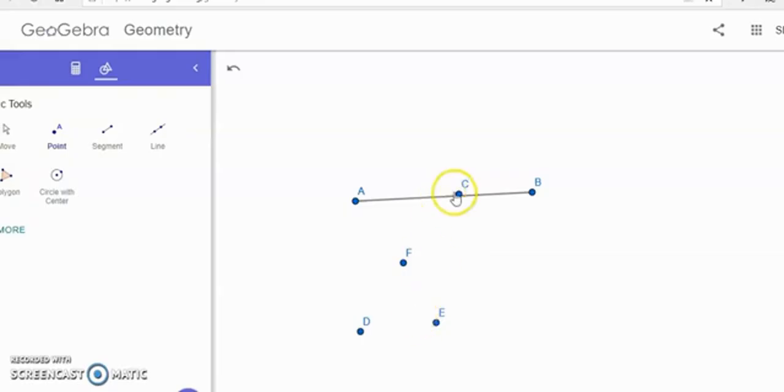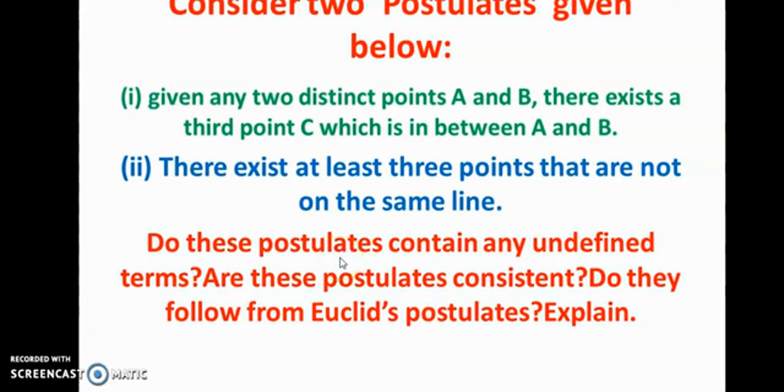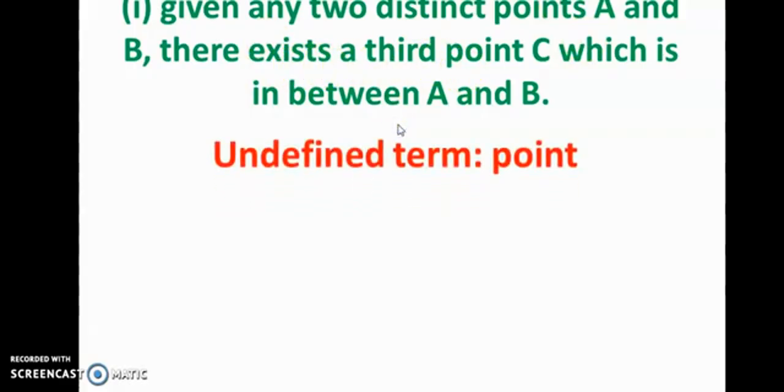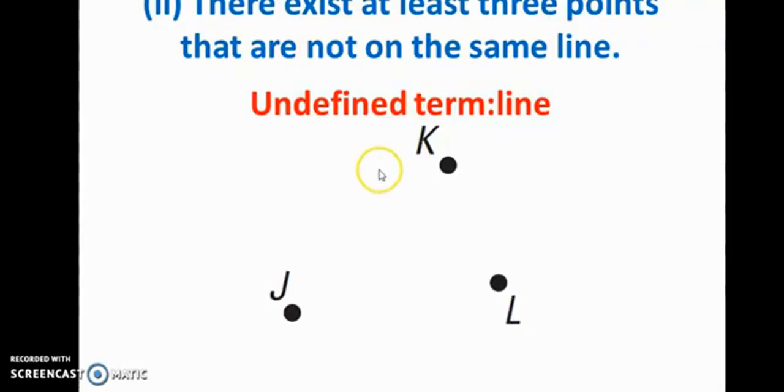So these two postulates are not contradictory to each other, so we call these two postulates consistent. Okay, let me summarize this. In the first postulate, given any two distinct points A and B, there exists a third point C which is in between A and B. Here the undefined term is point. And in the second postulate, there exist at least 3 points that are not on the same line. Here the undefined term is line.